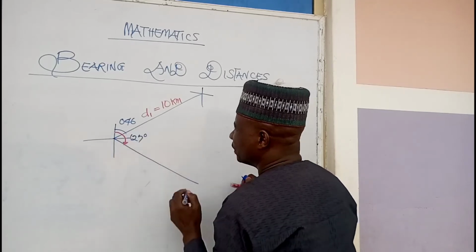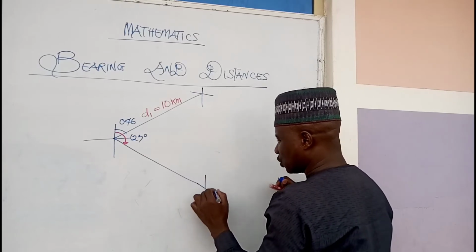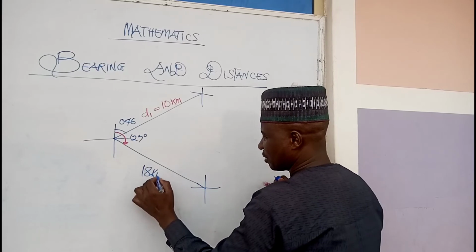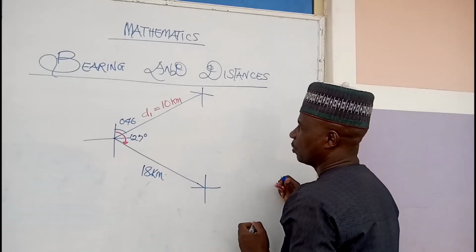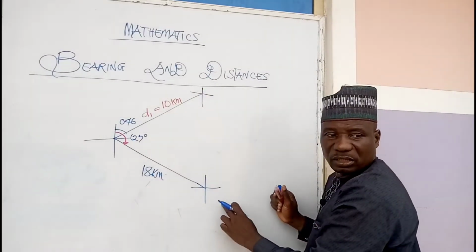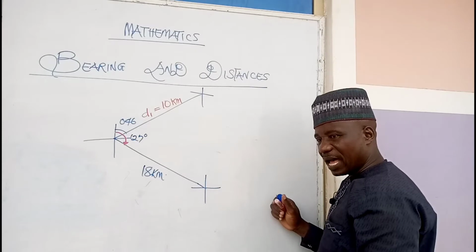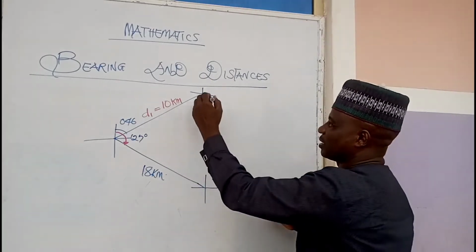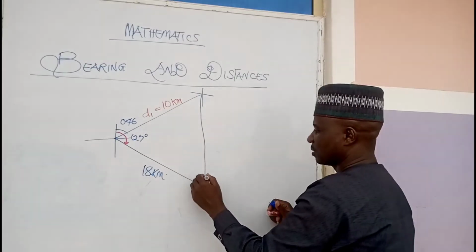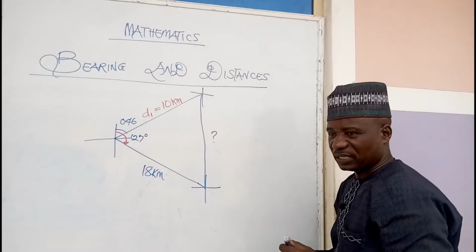Now, what is the distance that we got? We got the distance to be 18. That's 18 kilometers. This is the first ship. This is the second ship. So, the question now says, how far are they apart after 2 hours? So, it means they ask you to find this distance. That is what they ask you to find.